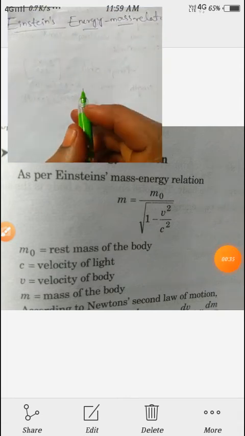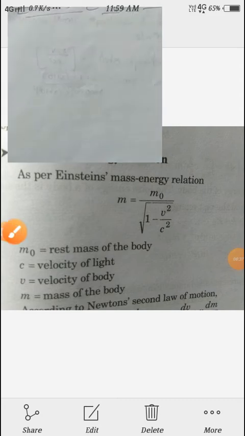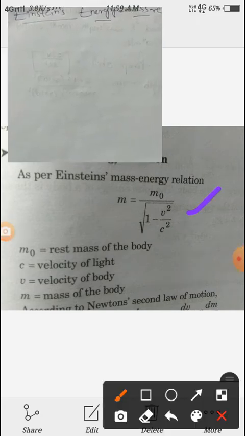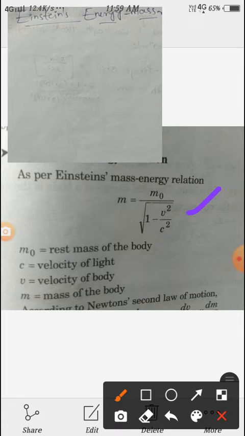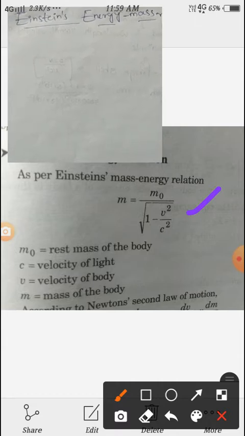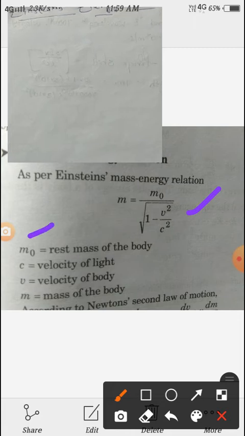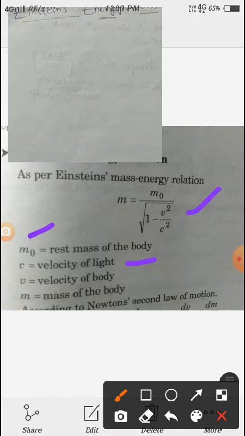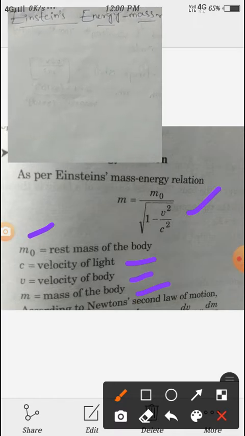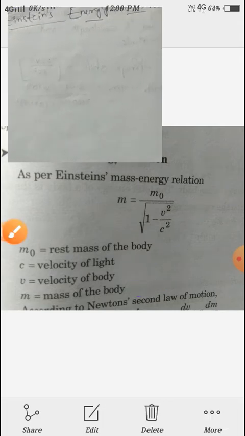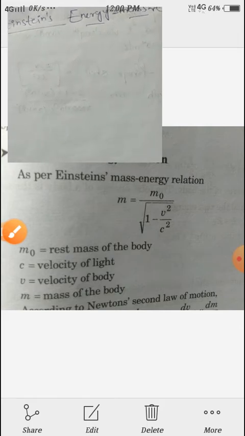As per Einstein's mass energy relation, which is displayed on the screen, relativistic mass m is equal to m naught by under root 1 minus v square by c square. Here m is the relativistic mass, m naught is the rest mass of the body, c is the velocity of light, and v is the velocity of the body. We need to prove that E is equal to mc square.